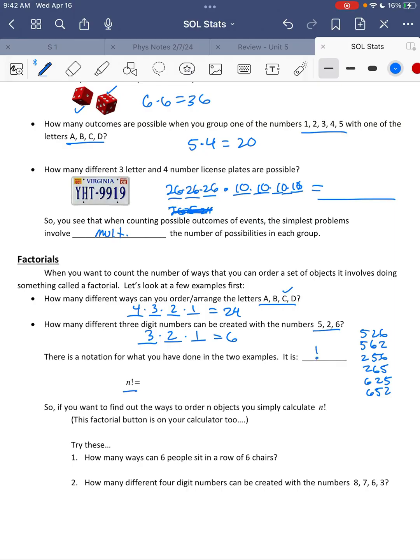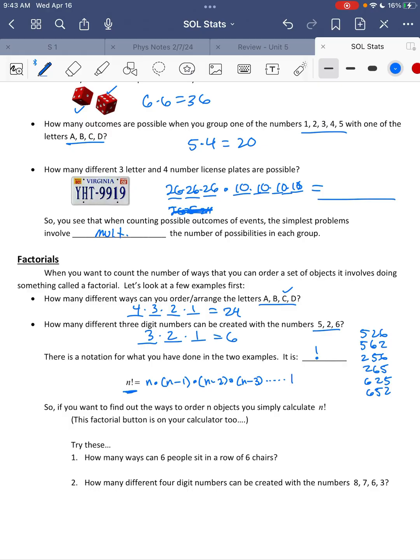So when you have a number with an exclamation point after it, what it means is you're going to take that number and keep multiplying it by 1 less, and then 1 less than that would be n minus 2, and 1 less than that would be n minus 3, until you get all the way down to a 1 right here, right?